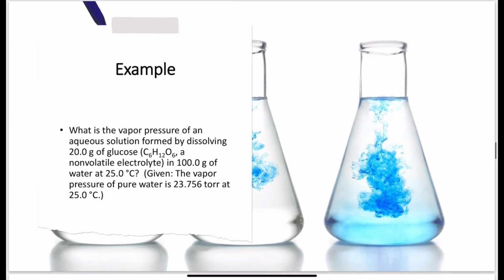Let's work an example. What is the vapor pressure of an aqueous solution formed by dissolving 20 grams of glucose, C6H12O6, a non-volatile non-electrolyte? I'll talk about both those terms in just a sec. In 100 grams of water at 25 degrees C. I'm told that the vapor pressure of pure water is 23.756 torr at 25 degrees C.